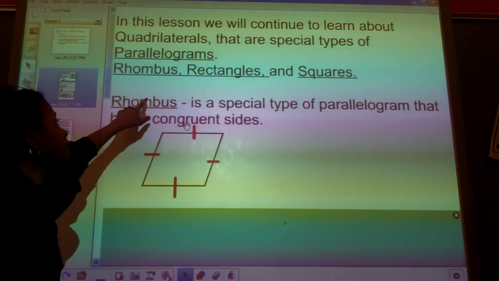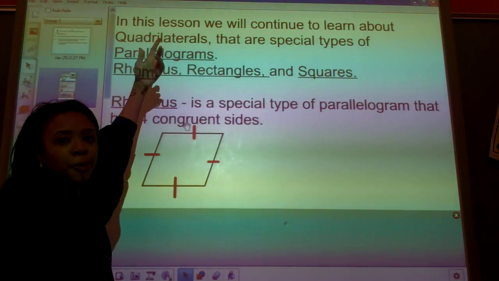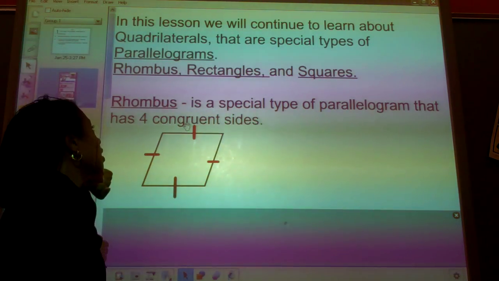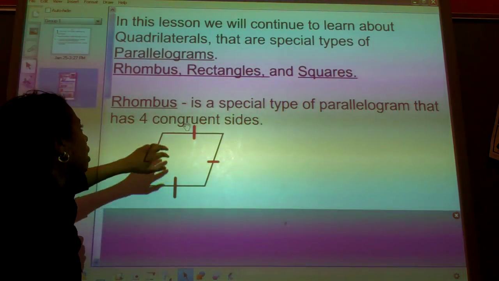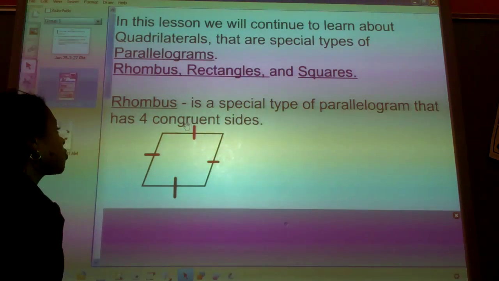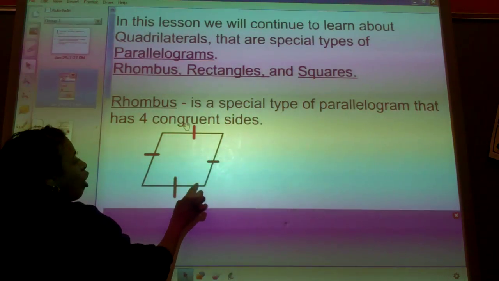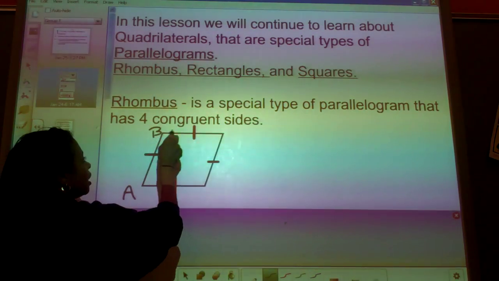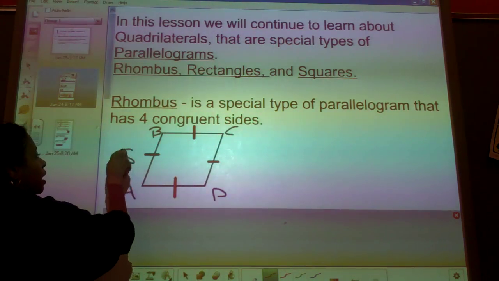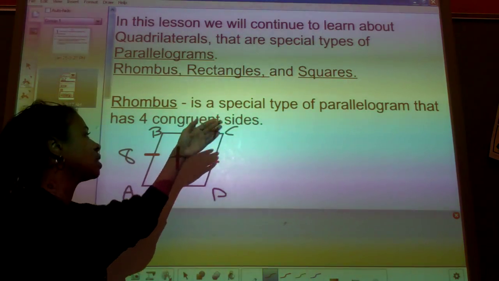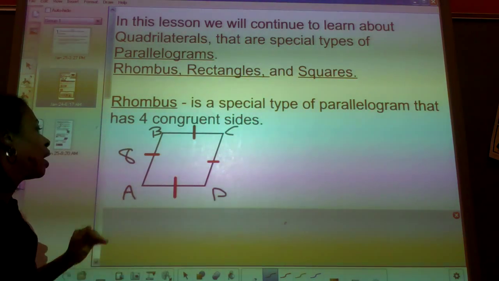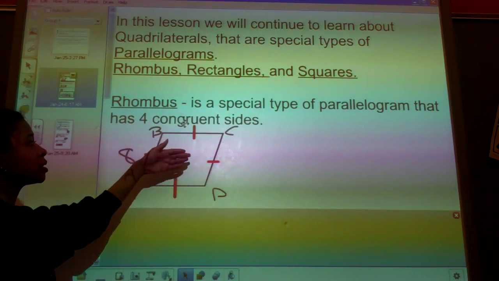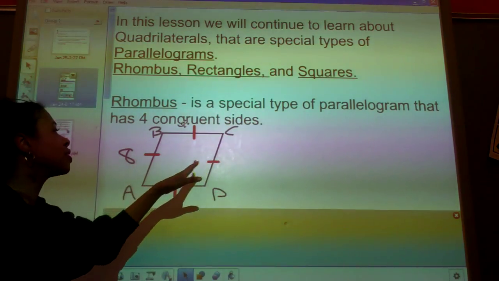For example, the first special type of parallelogram, remember parallelograms are quadrilaterals, is a rhombus. And a rhombus is a parallelogram that has four congruent sides. That means that all four of the sides will have the same length. So if this is A, B, C, D, and AB is 8, that automatically means BC is 8, CD is 8, and AD or DA is also 8. Again, this special type of parallelogram means that all four of the sides are congruent.